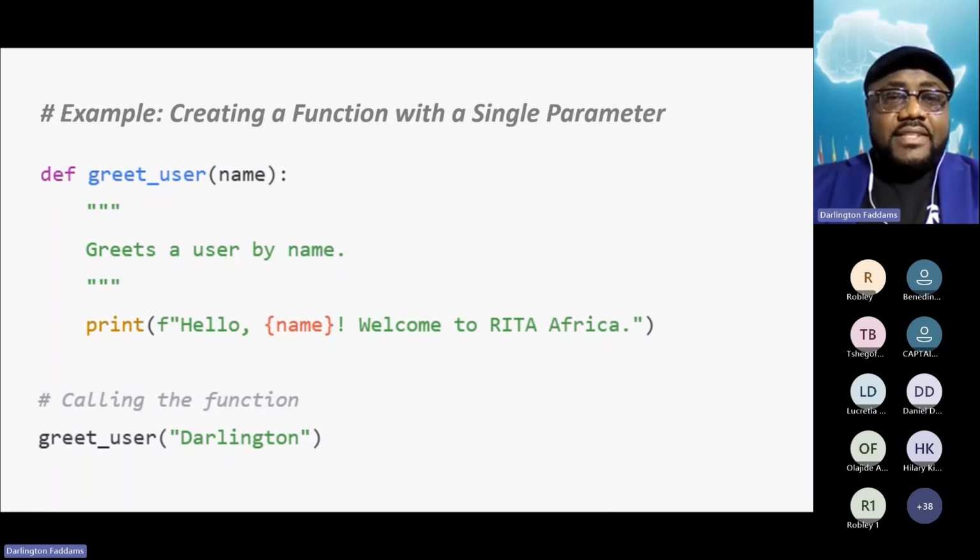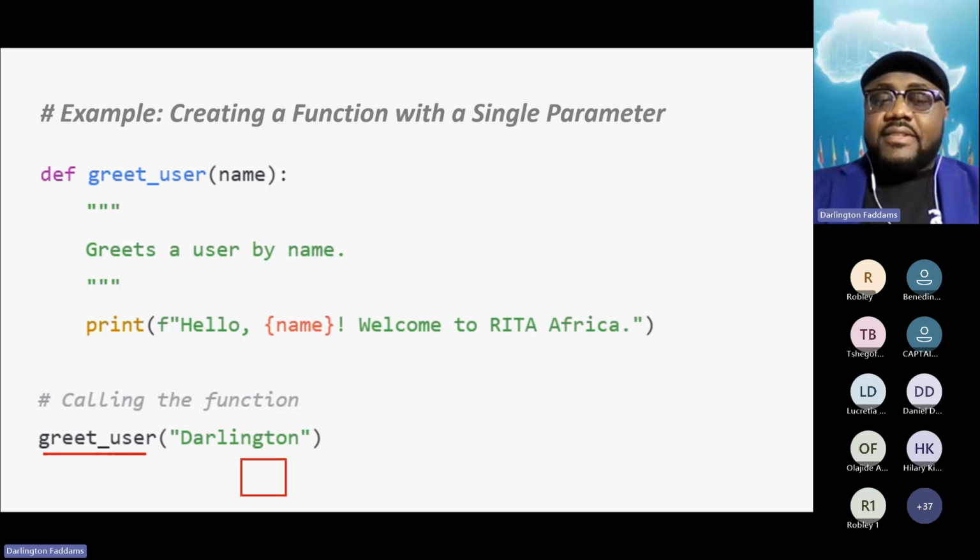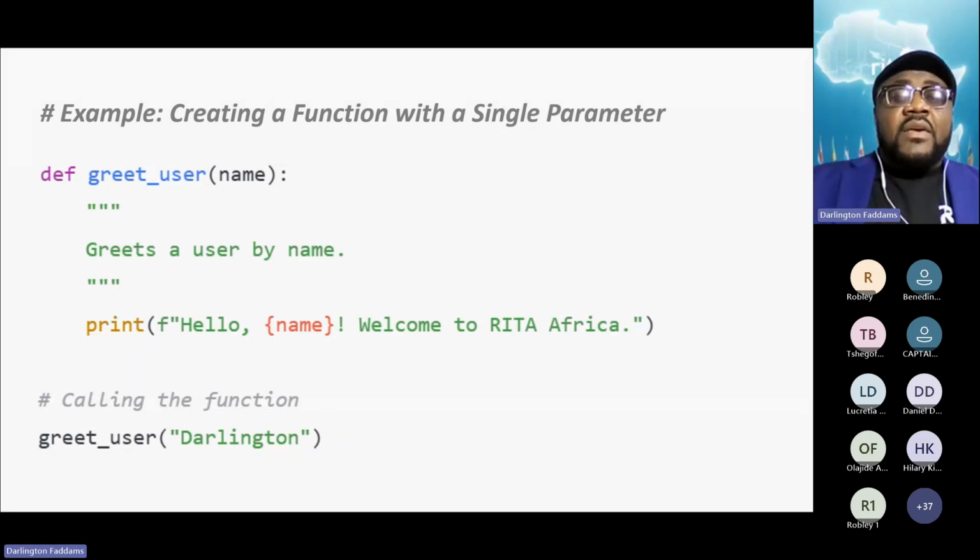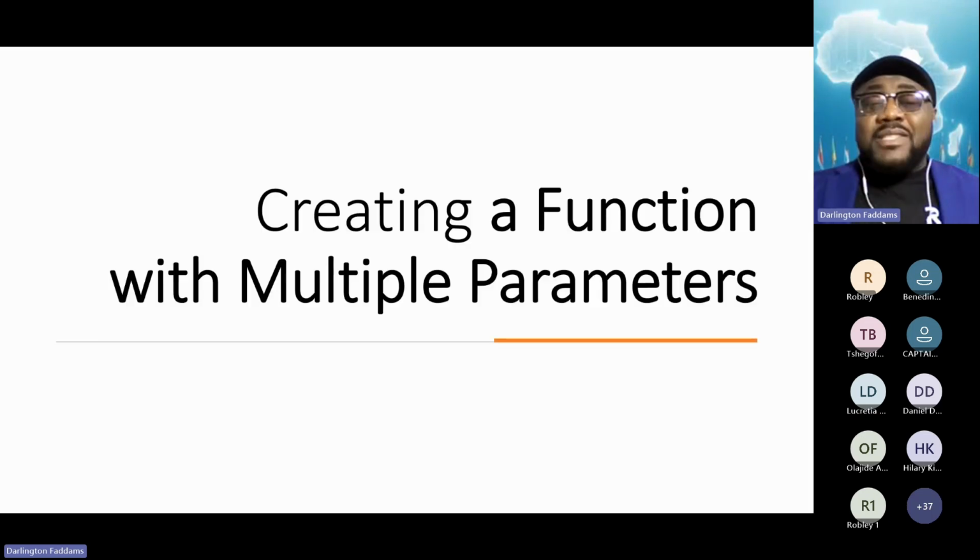Let me reshare my screen so that I can do some drawings on the screen for you. Okay. So over here, we can see that the function was defined with a single parameter. And so whenever you are calling the function, greet user, you need to provide this argument. If you don't provide the argument, it's not going to work. So you have to provide the argument. Very, very important.